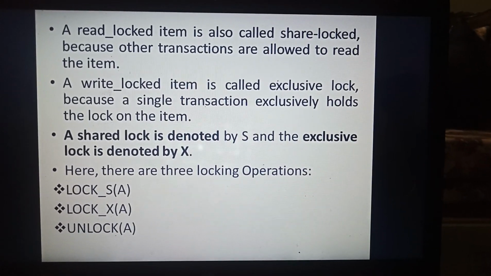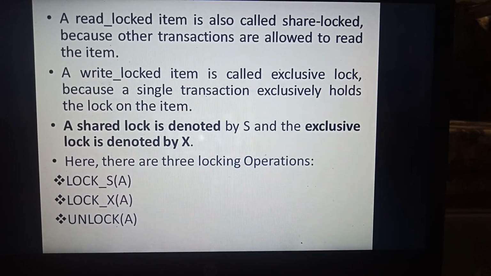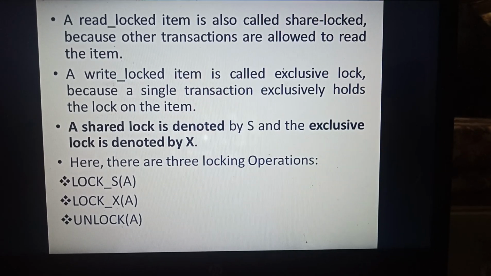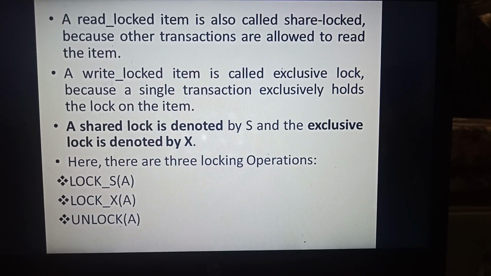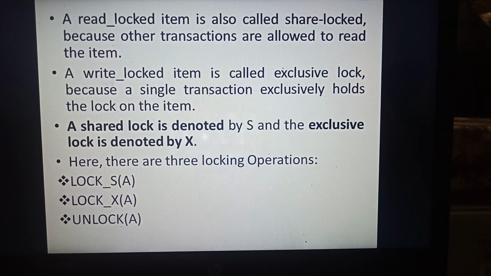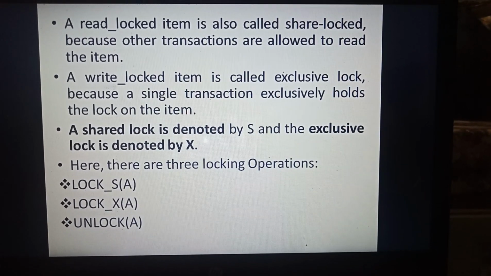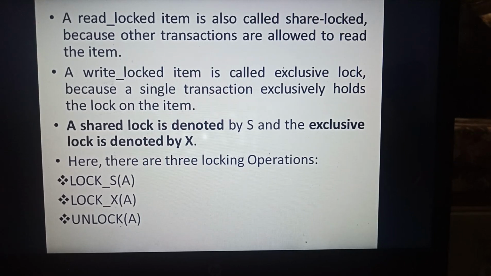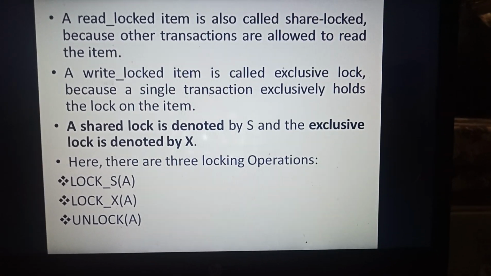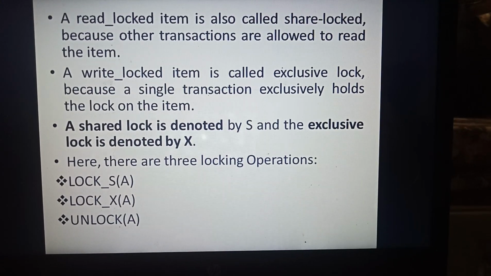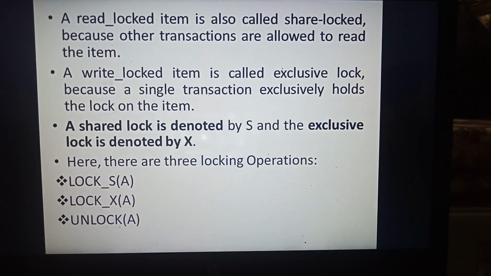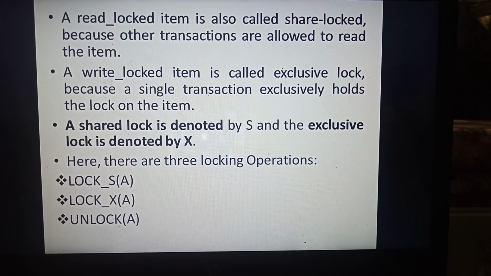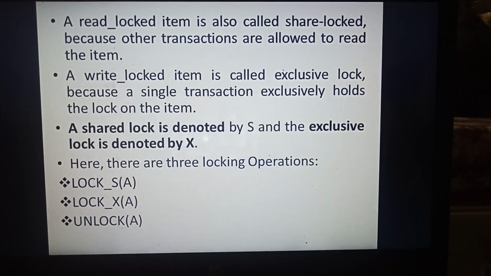A read locked item is also called shared lock. Read lock is shared lock because other transactions are allowed to read the item. A write locked item is called exclusive lock because a single transaction exclusively holds the lock on the item. A shared lock is denoted by S and exclusive lock is denoted by X. So the operations we can write like this: lock_S means it is a shared lock, and in brackets we write the data item name A. Lock_X means it is an exclusive lock on A, and third operation is unlock A.